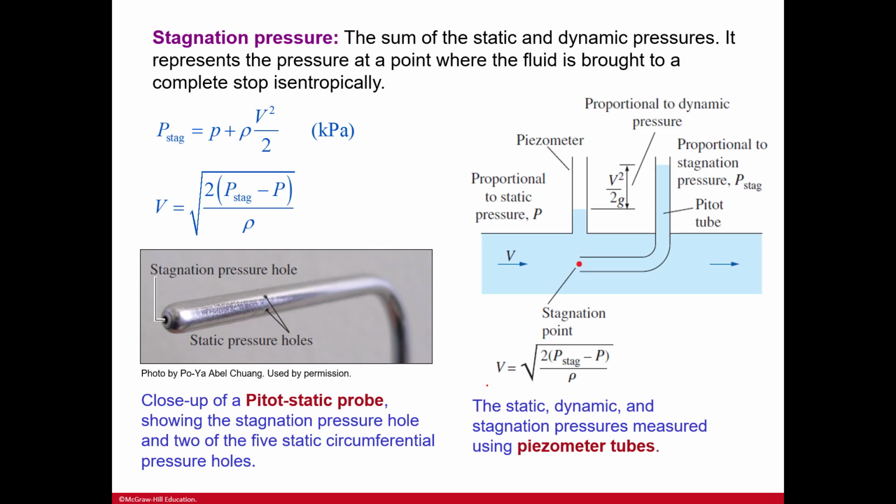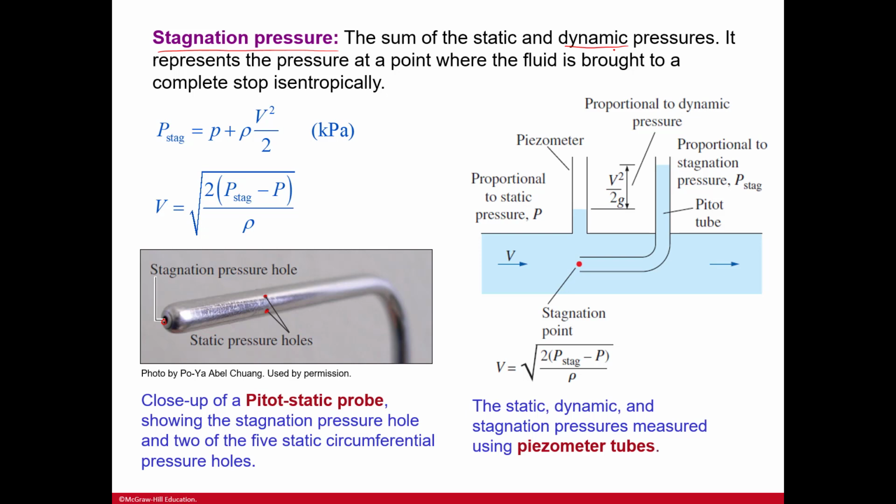So here's our stagnation pressure here. The sum of the static and dynamic pressures. So both of those is the stagnation pressure. It represents the pressure at a point where the fluid is brought to a complete stop isentropically. So here is that stagnation pressure hole and then the static pressure holes. And so the difference between the static pressure holes and the stagnation pressure hole is the inclusion of this dynamic pressure.